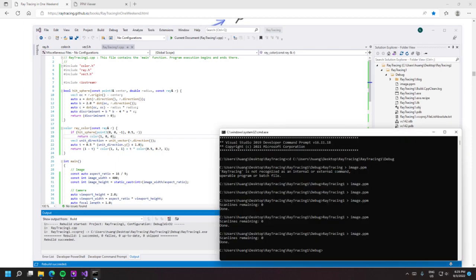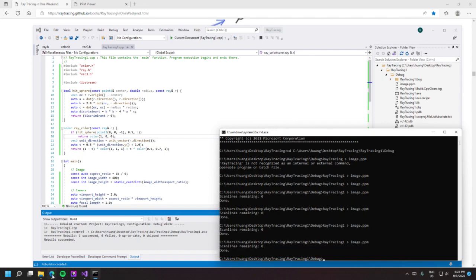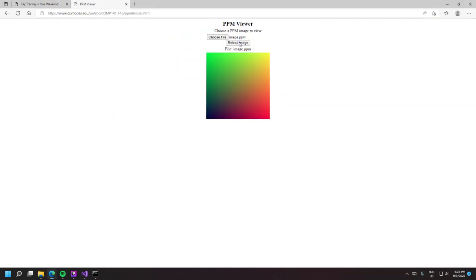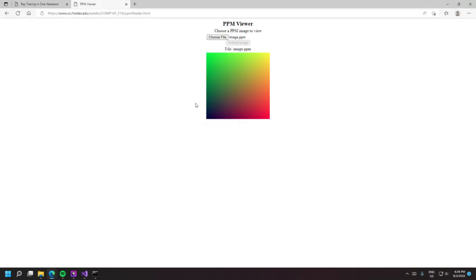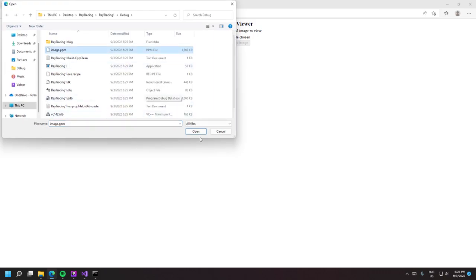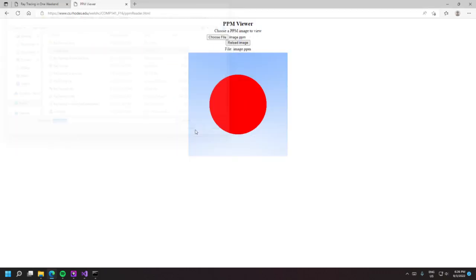Okay, so now rebuild succeeded. Hopefully we are doing something here. Okay, we did it. And I really hope this time this is not the same image. Okay, it's still the same image. I think there's something very wrong here. Oh, okay, yes, we're getting it. The reload image is not really working. I'm not sure why. But anyway, it's fine. We're going to just refresh it and choose the file again.